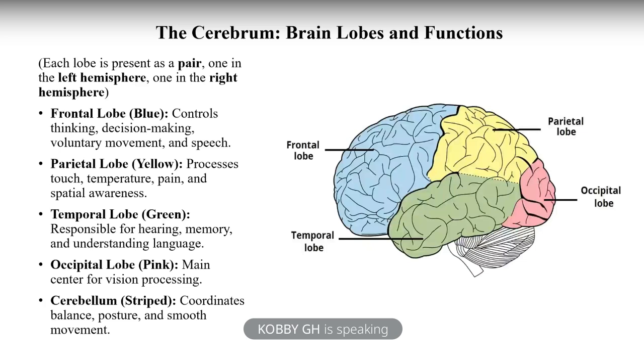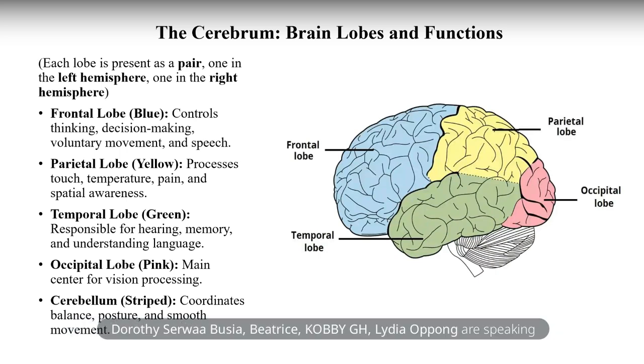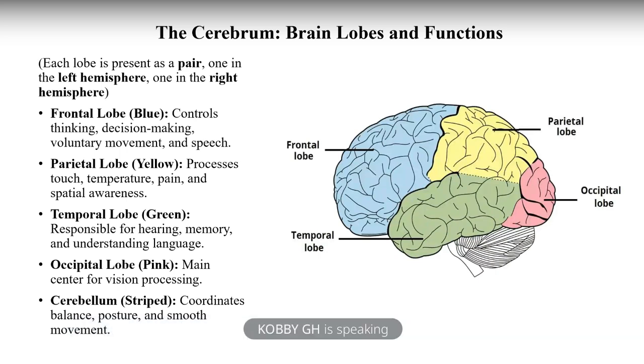So we can ask you, which part of the cerebrum is responsible for touch sensation, temperature sensation, and pain? What would be your answer? Parietal. The parietal lobe. Is that okay? And if he asks you which part of the brain is responsible for spatial awareness, what would be your answer? The parietal lobe. Okay. So touch, temperature, pain, and spatial awareness, all of that are performed by the parietal lobe.